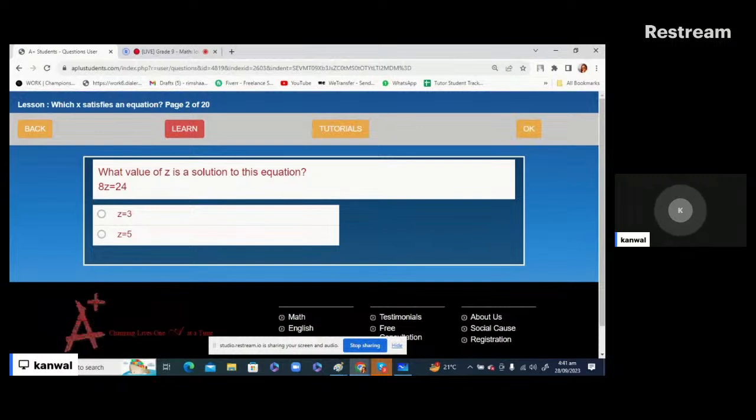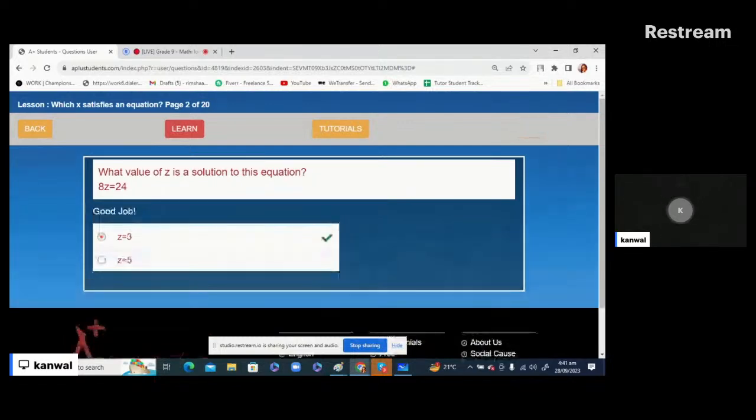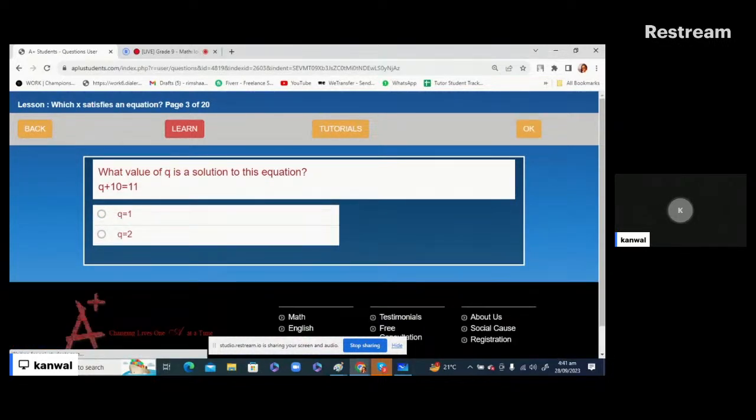Let's do this. What value of z is a solution to this equation? 8z equals 24. So which number are you going to multiply with 8 to get the answer 24? Here it is again multiplication. Let's check. Two options are given, 3 and 5. When you multiply 8 with 5, the answer is 40. And 8 times 3 is 24. It means that option A is right.